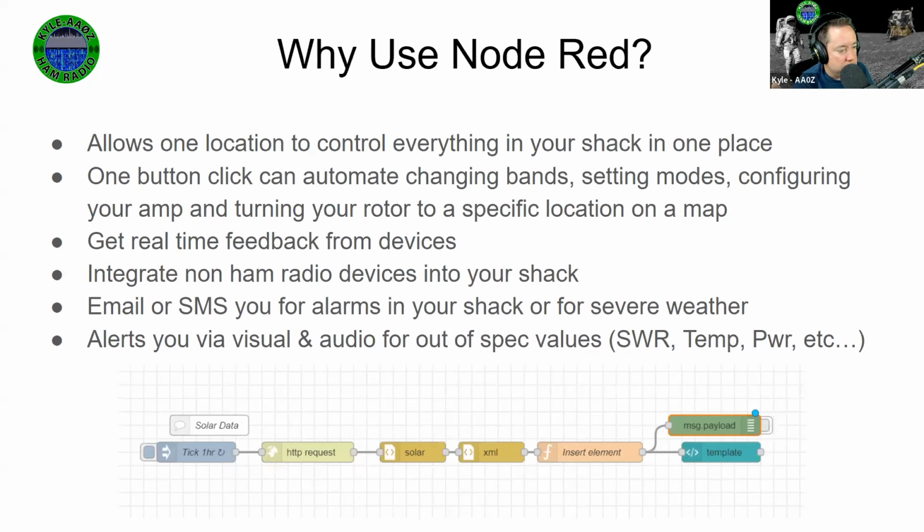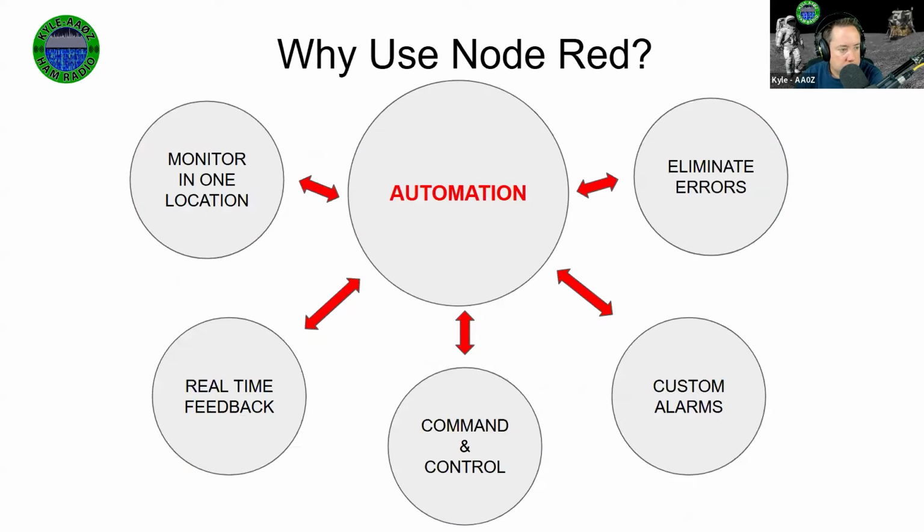And then also, you can do some audio and visual stuff. Like if you've got a high SWR, it can notify you via audio that your SWR is high, and that helps if you don't have Node-RED up and running on screen, you can get those audible alarms. So this is more of why we use Node-RED. We monitor everything in one location, real-time feedback, command and control, custom alarms, eliminate errors.